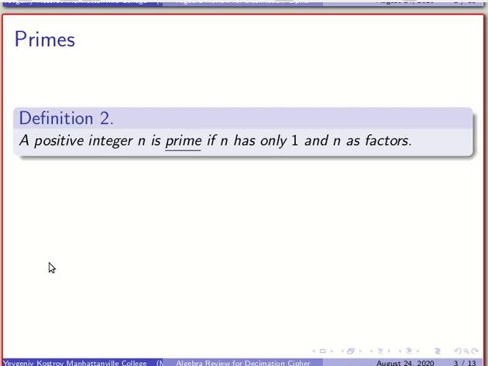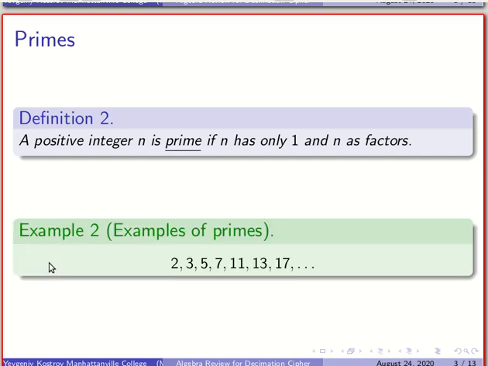Then if we talk about factors, if we have a positive integer n for which only 1 and n itself are the factors and no other factors exist, this number is called a prime number. And there are a few prime numbers that we can just list. It is still unknown what all the primes are, and it seems like there are infinitely many of them. So the first few are 2, 3, 5, 7, 11, 13, 17, and so on, just a few examples of primes.